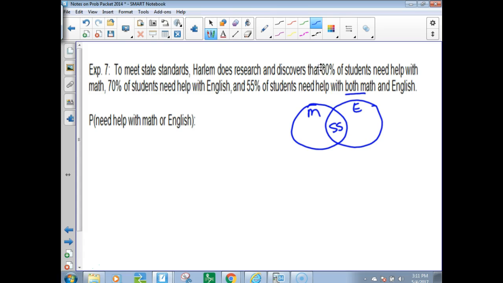80% of them need help with math. So what's 80 minus 55? Yeah, so that'd be 25% there. And then English was 70% total, so this would be 15%. So what's the probability you need help with math or English?